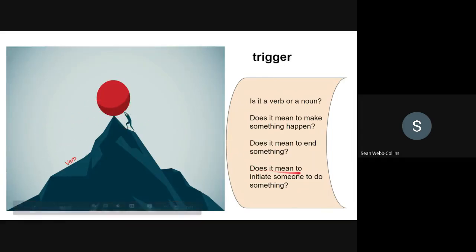And last question, does it mean to initiate someone to do something? Yes. If you trigger something, you're starting it.